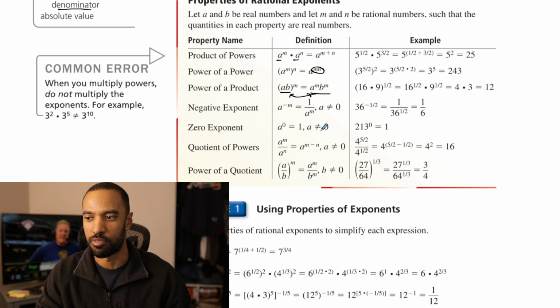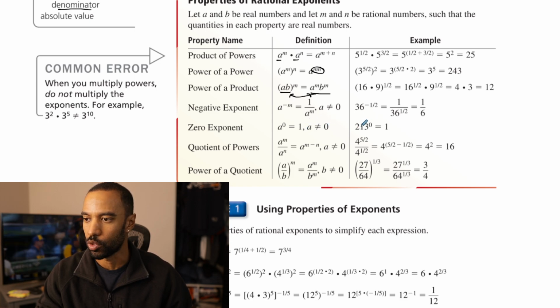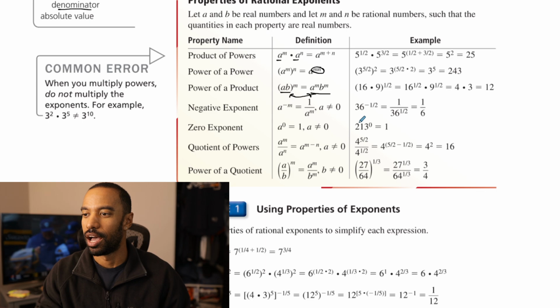Anything to the 0 power is 1, provided we're not talking about 0. We don't talk about 0. 213 to the 0 is 1.